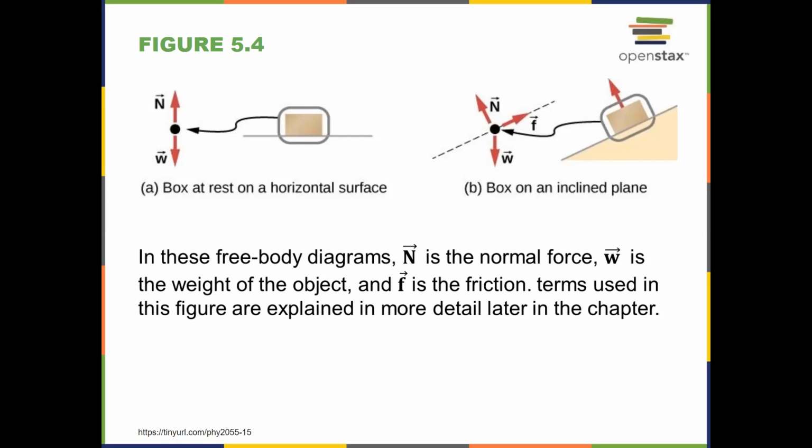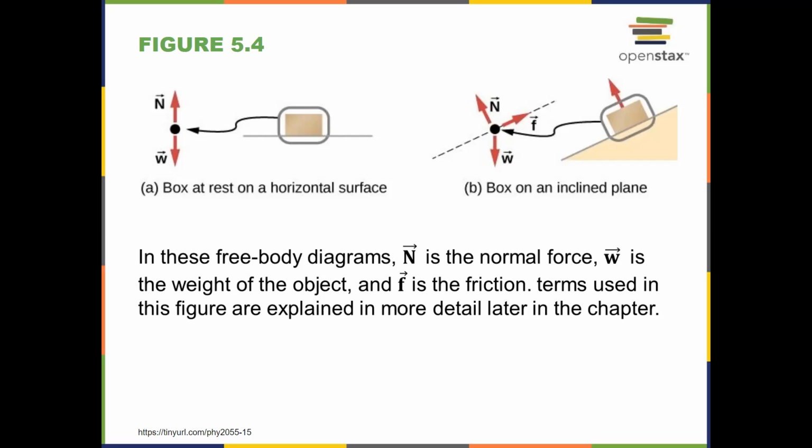A second example, in this figure, is a box resting on an inclined surface, right? In this scenario, this is your object over there, and there's a weight pulling it downward, okay? The weight of the object is always going to be downward because it's in the same direction as the gravitational force. It's the gravitational force on the object, so it's always going vertically downward, all right?